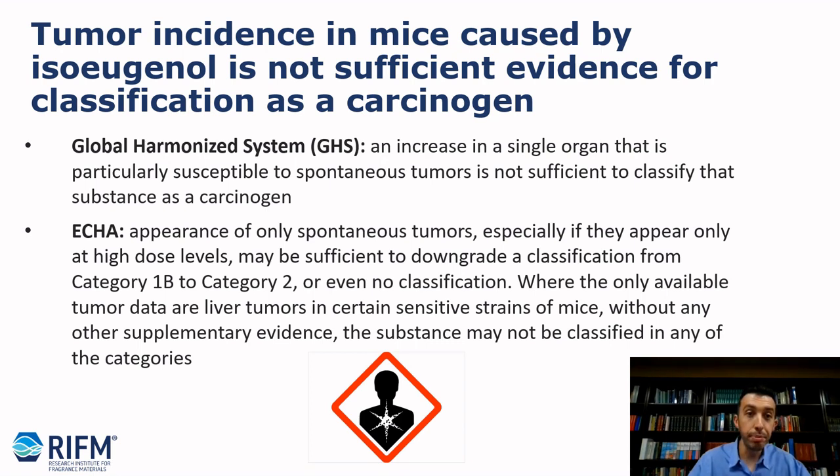Furthermore, the European Chemicals Agency, or ECHA, states that the appearance of only spontaneous tumors, especially if they appear only at high dose levels, may be sufficient to downgrade a classification from category 1B to category 2, or even no classification. Where the only available tumor data are liver tumors in certain sensitive strains of mice, without any supplementary evidence, the substance may not be classified in any of the categories. Going off of this guidance, it would appear still appropriate to classify methyl-eugenol as a carcinogen, but not isoeugenol.